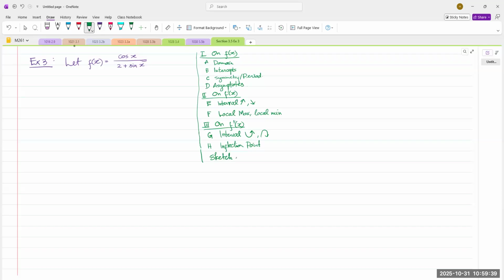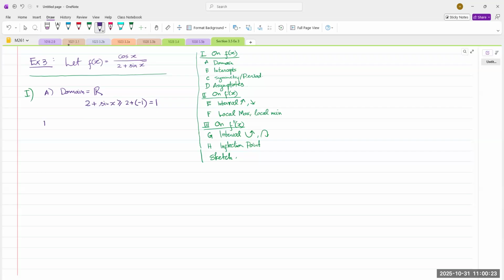Okay, now let's start with this function, the first part. What is the domain? The domain for the numerator is all real numbers, for cosine. For the denominator, we need to make sure it's not 0, but 2 plus sine x will be at least 2 plus negative 1, because the range of sine x is at least negative 1. So this is at least 1. In other words, the denominator can never be 0. Therefore, the domain will be all real numbers.